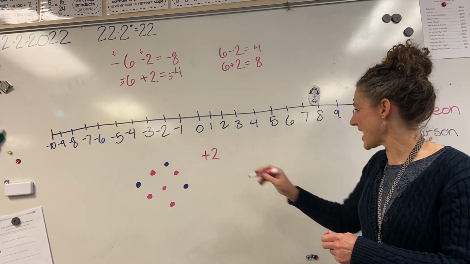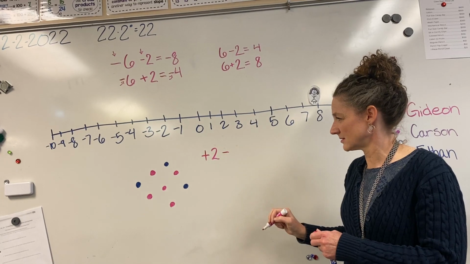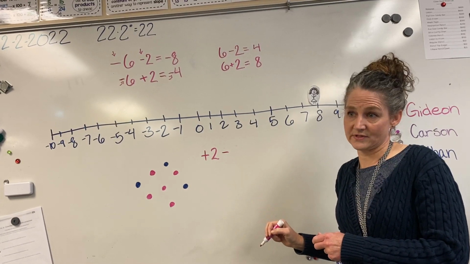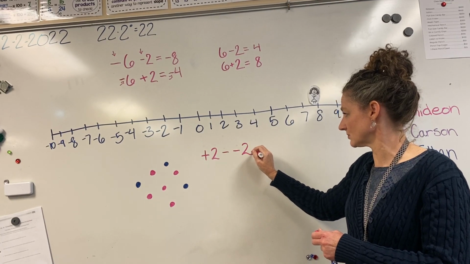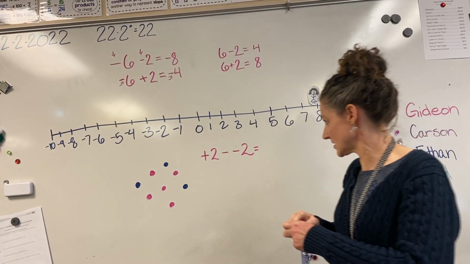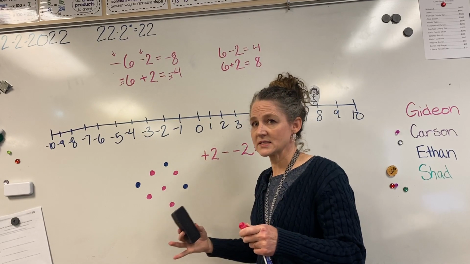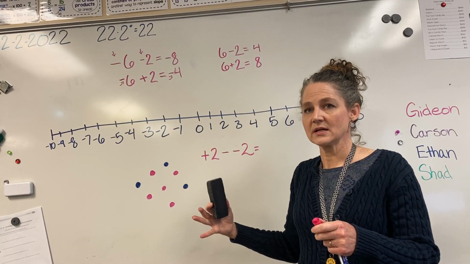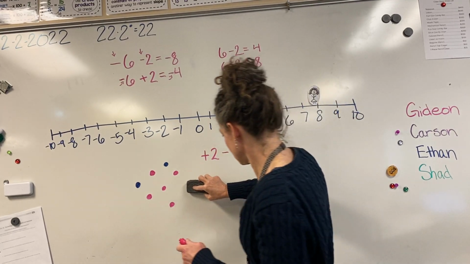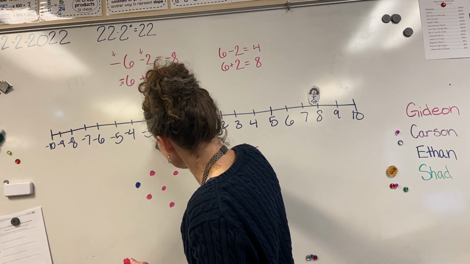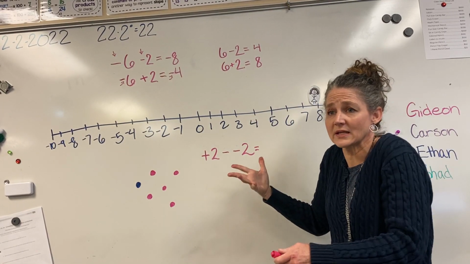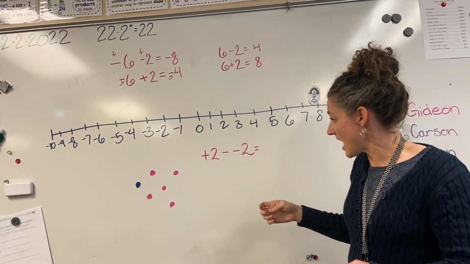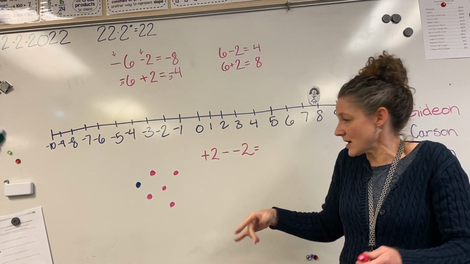Now let's say I take away 2 negatives. So I'm taking away a negative 2. Mathematically, it's going to be the same as adding it, but that's not what's actually happening. I took away 2 negatives. So now there aren't as many to cancel out my positives.